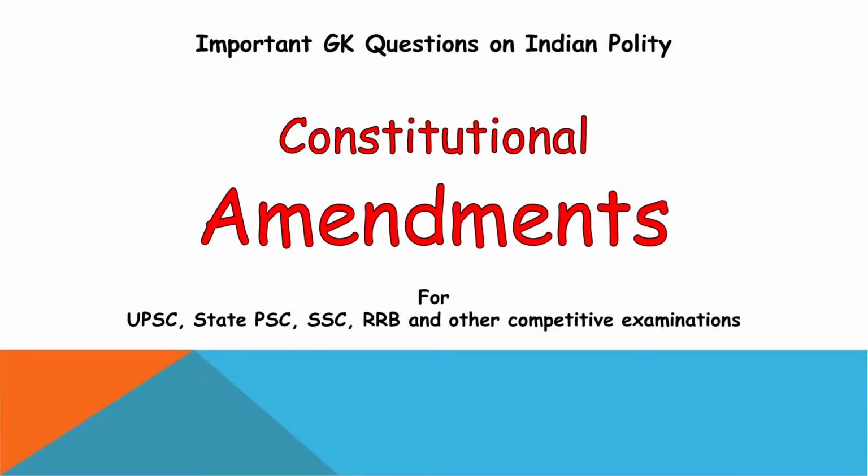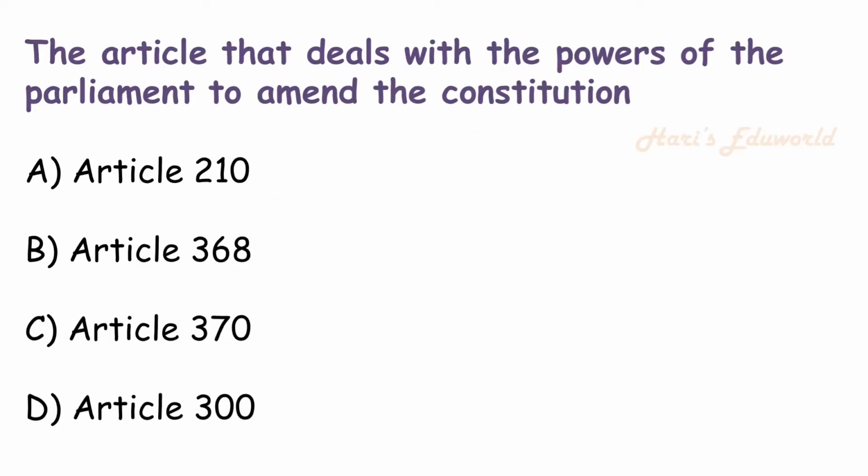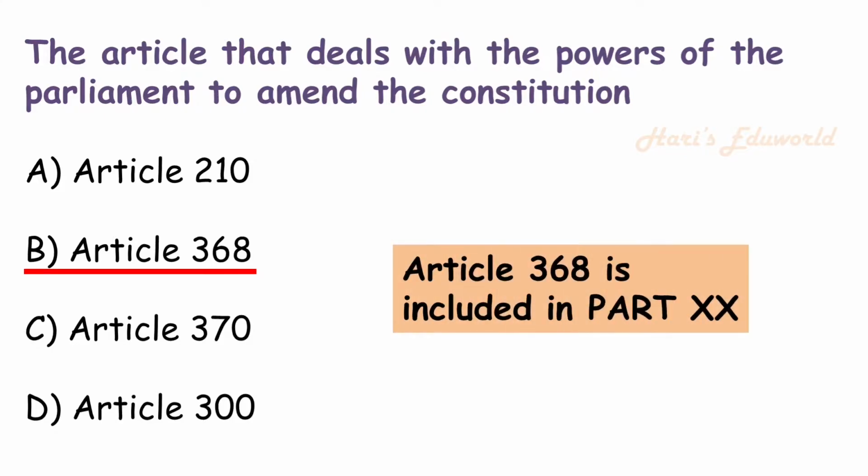Friends, in this video, we will go through the very important GK questions related to the constitutional amendments. Okay, let's go to the questions. So here we have the first question. The article that deals with the powers of the parliament to amend the constitution. Answer option B, Article 368. And Article 368 is included in Part 20 of the Constitution.